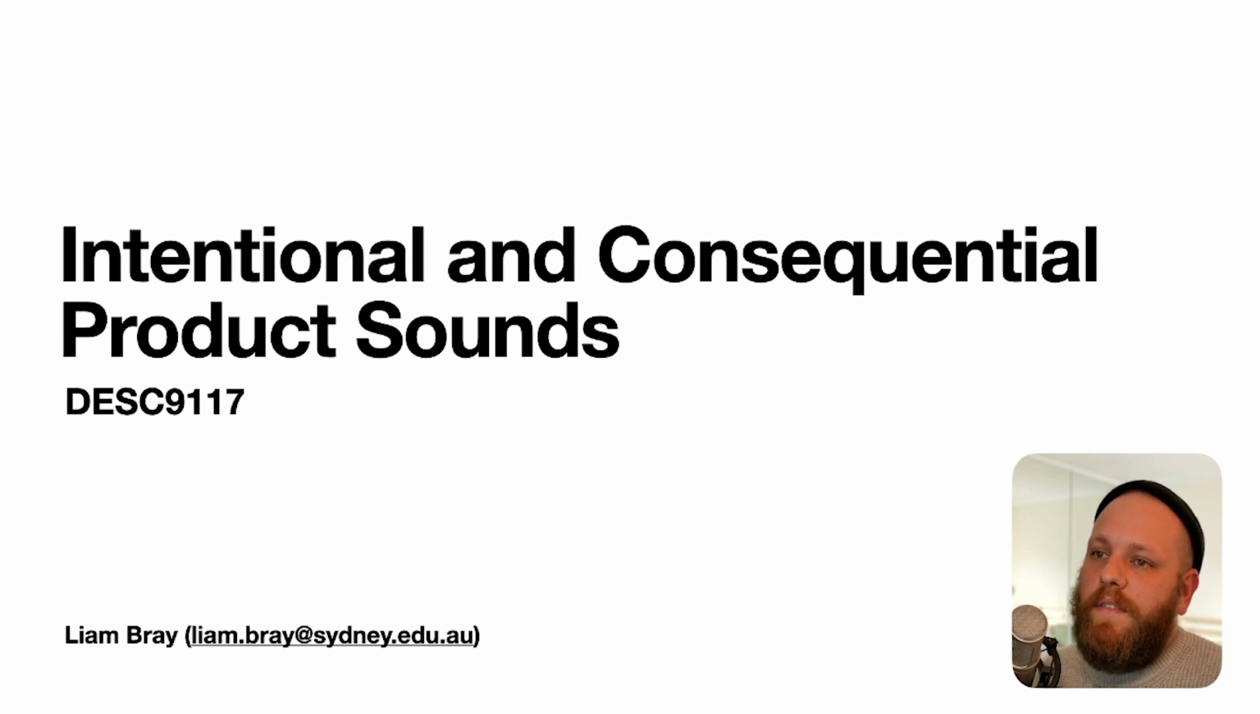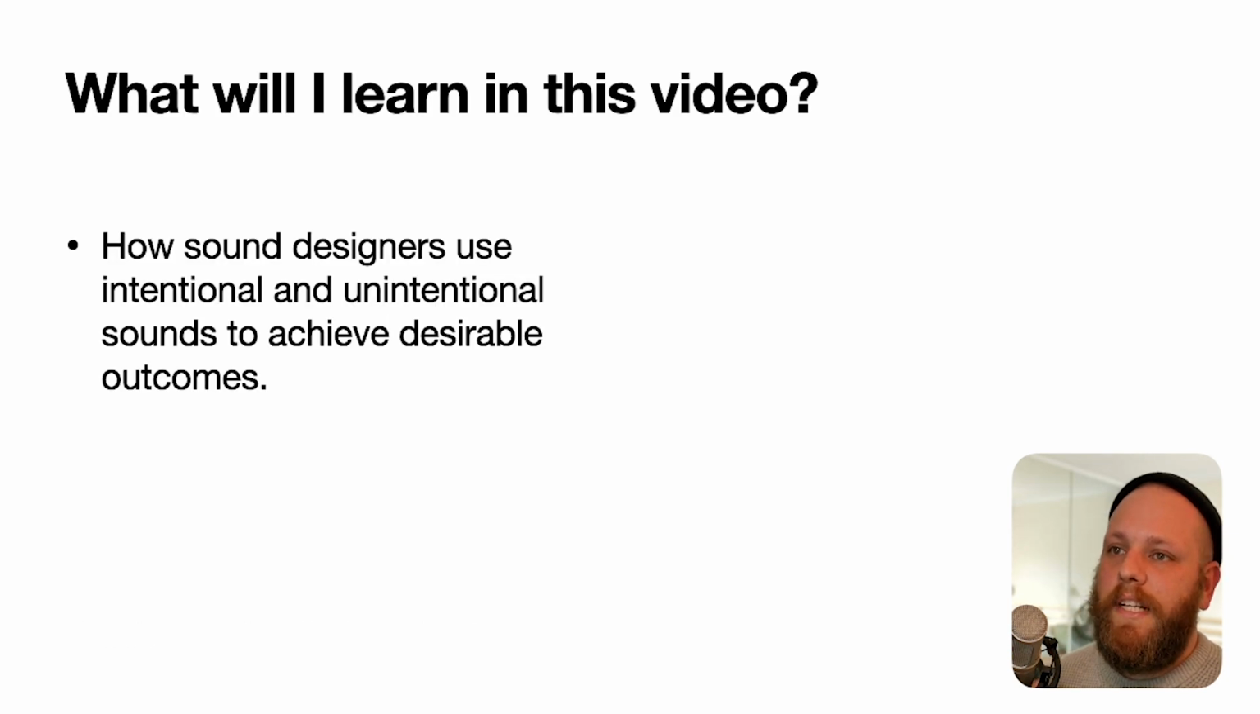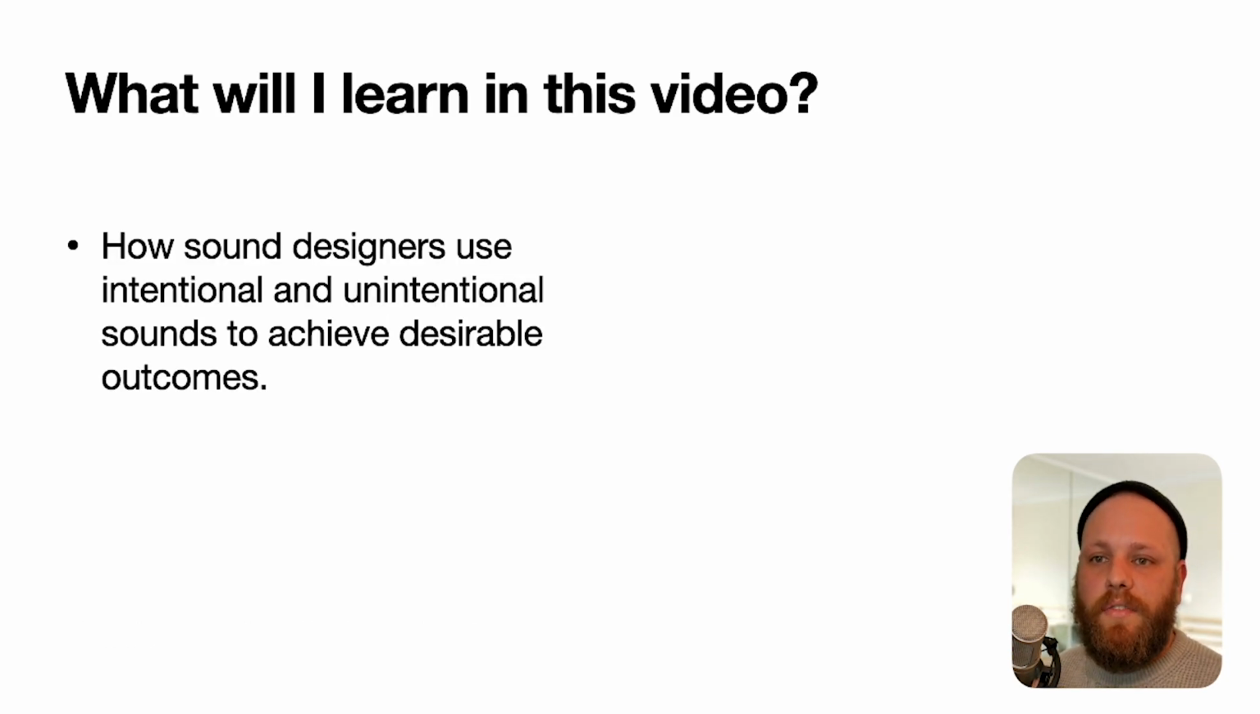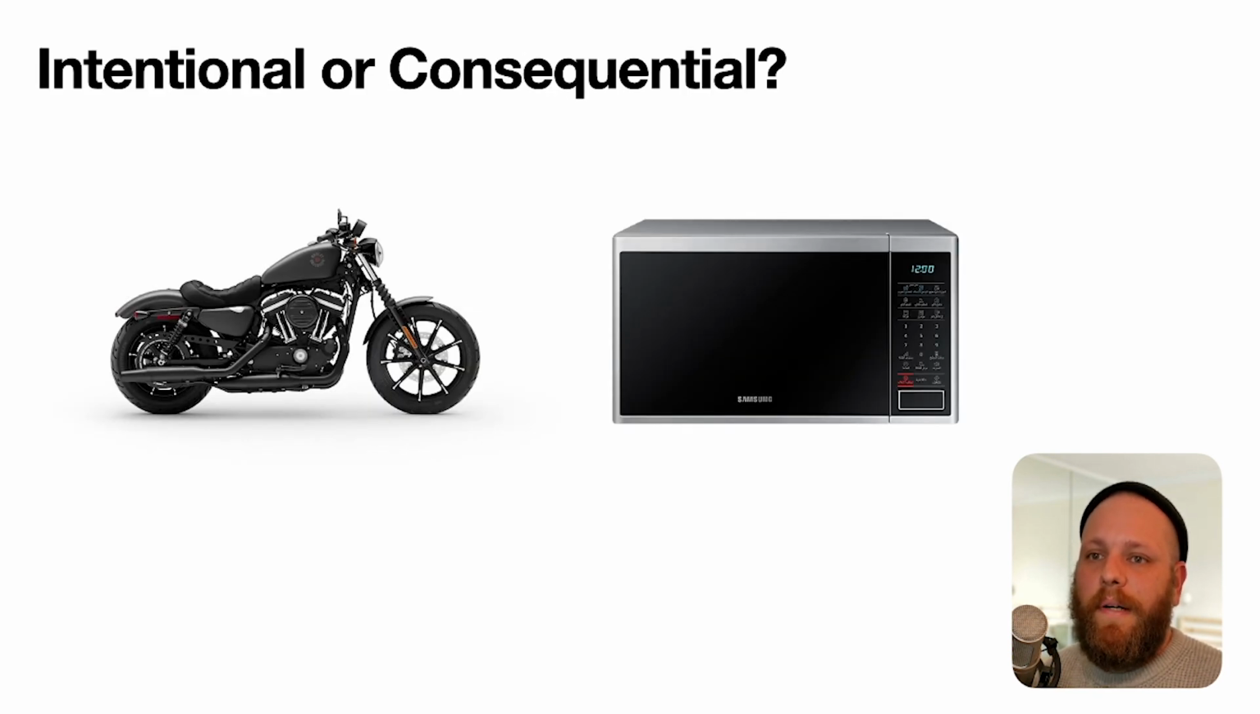This week in this video we're going to be talking about intentional and consequential product sounds. By the end of this video you should be able to identify both intentional and unintentional sound designs. You should also be able to understand exactly why they would be used in different particular scenarios to achieve desirable outcomes. So let's start by looking at two examples of products.